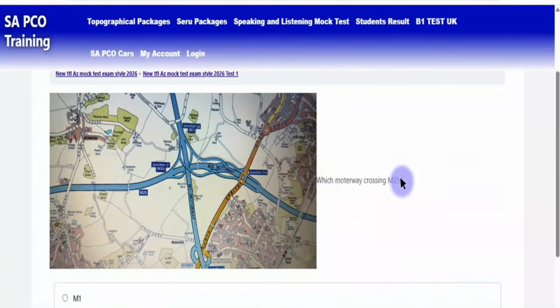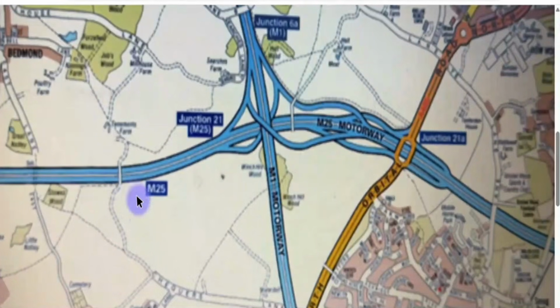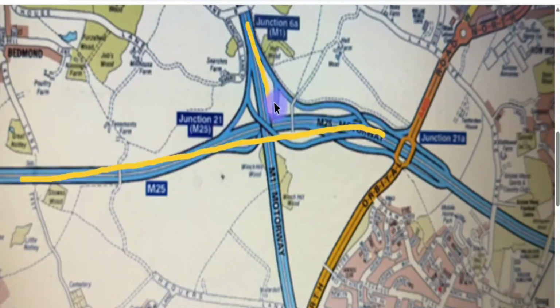Which motorway crosses M25? So this is M25. Which motorway is crossing? M25 is going that way. Crossing means cross over or under. So we can see that this is M1. M1 is crossing M25. So the right answer is M1.